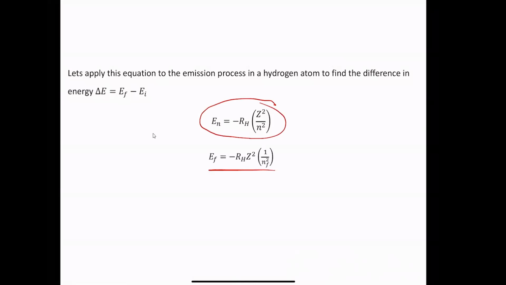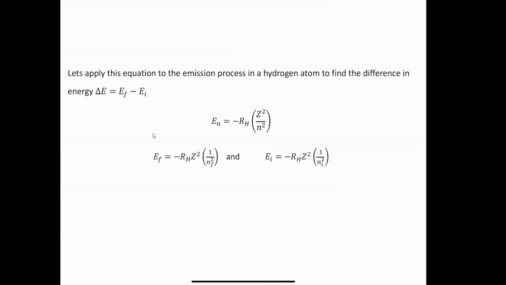The final energy is equal to Rydberg's constant times the atomic number squared over 1 divided by the final principal quantum number squared, right? And then we could do the same thing for the initial. So now we're able to calculate the change in energy from final to initial. If I just replace this here and replace this here, we get this formula. And I'm going to clean it up. So here it is. You don't necessarily have to write that one down.